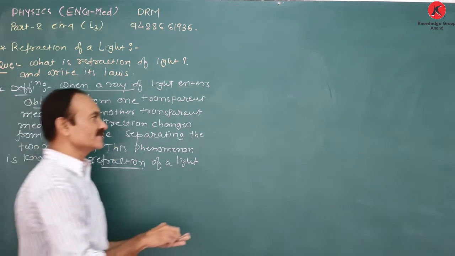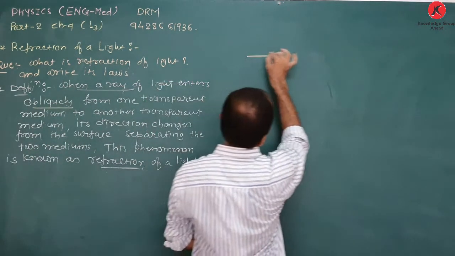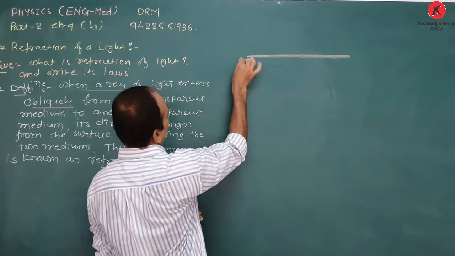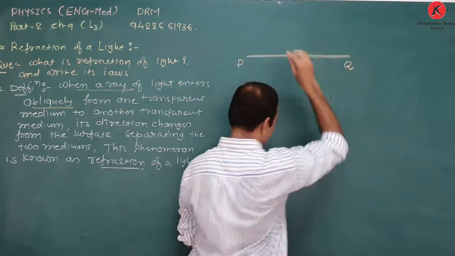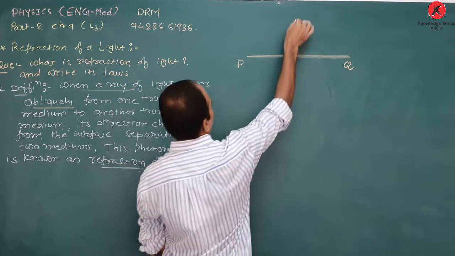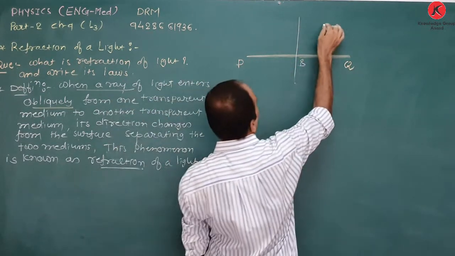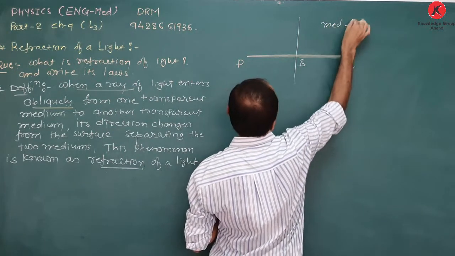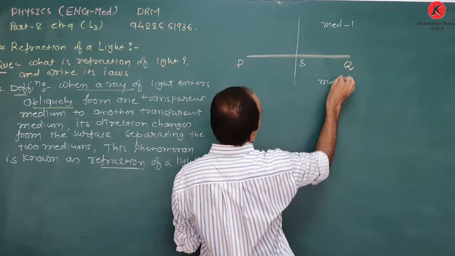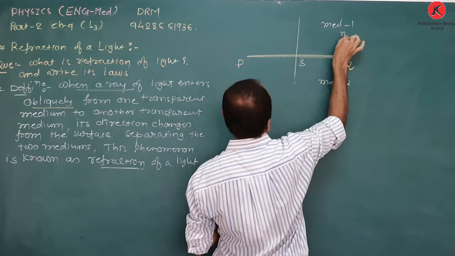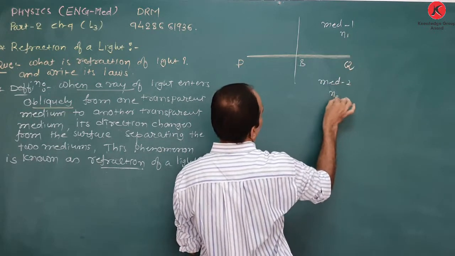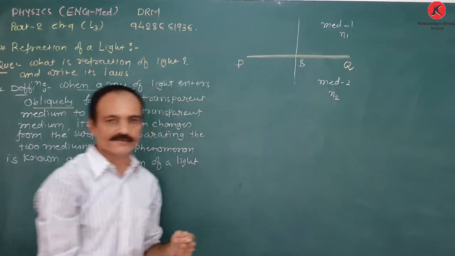For that purpose, we use a figure like this. PQ is the surface separating the two media. Now, I draw the perpendicular at point B on this surface. That is medium 1 and that is medium 2. Here the refractive index of medium 1 is N1, and the refractive index of medium 2 is N2.